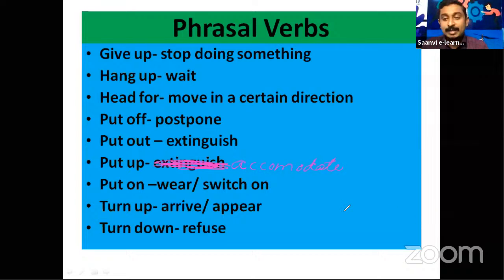Samhita has borrowed 10 rupees from me. She hasn't turned up yet. She hasn't turned up yet means up to now she didn't appear. Turn up. Turn down. Everyone knows. Turn down means refuse.